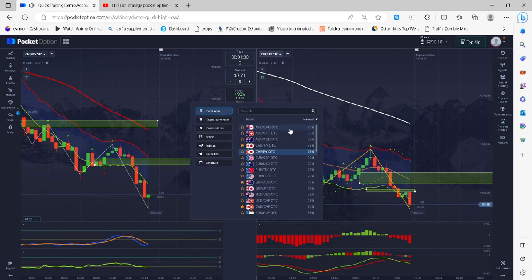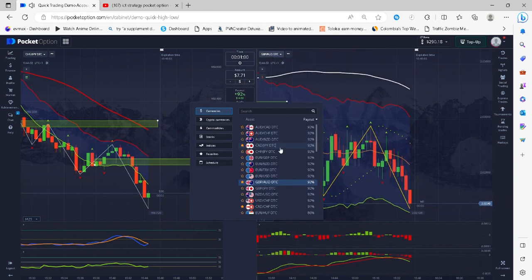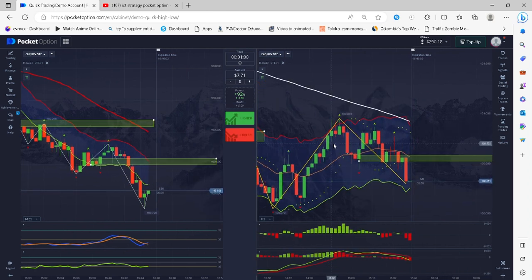We are going to go back to, I think I marked a chart earlier. See here, CAD JPY. What were we waiting for earlier? We have a fair value gap.